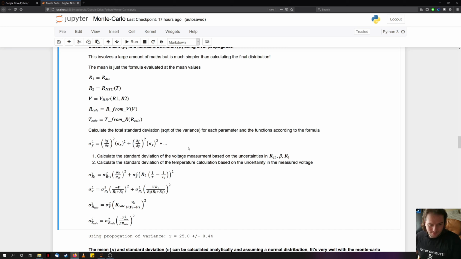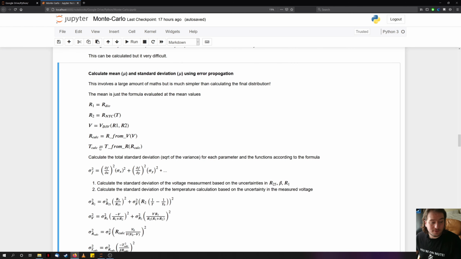Now the interesting part is when we calculate the standard deviation, the square root of the variance for each of the parameters and functions, and we can add them according to this formula. The propagation of variance says that the variance, the standard deviation squared, of the resultant of the function is equal to the partial differentials of each component multiplied by the error, or the variance, associated with each one of those.